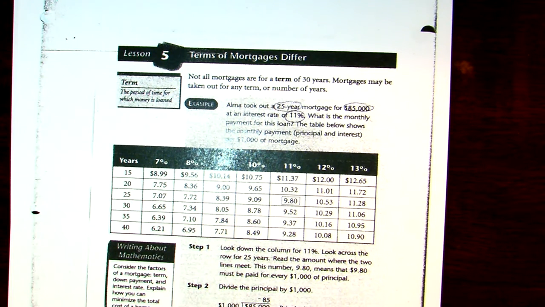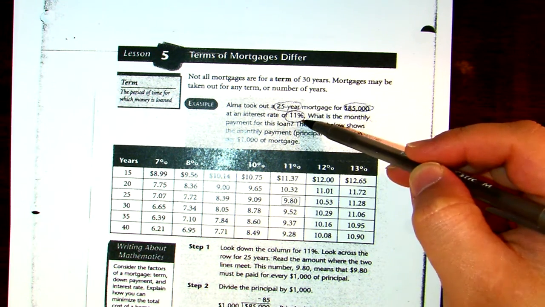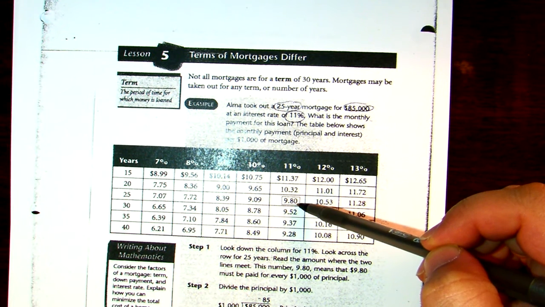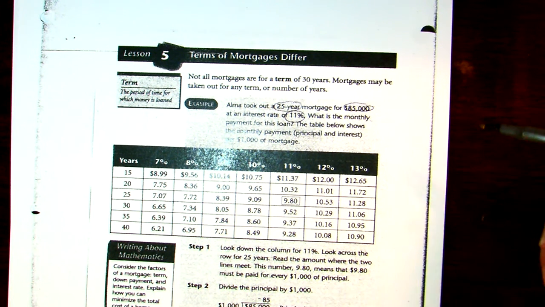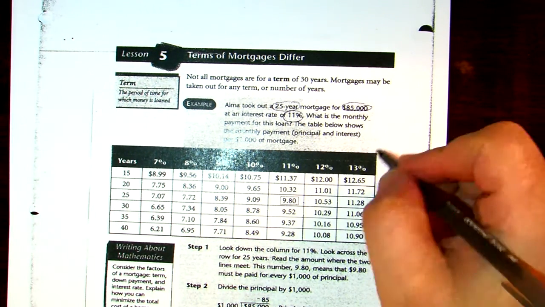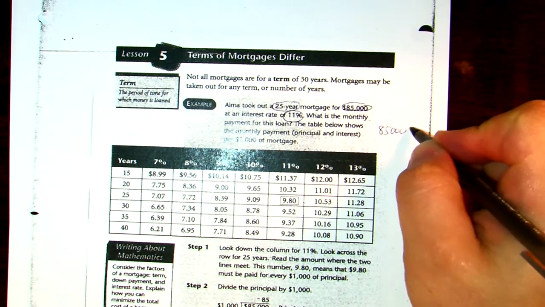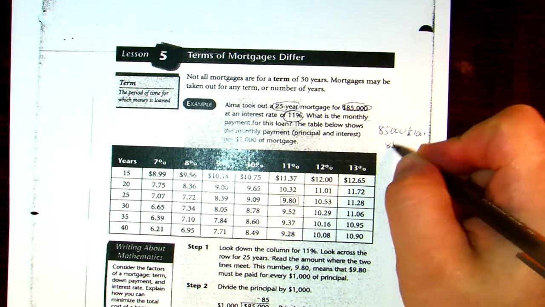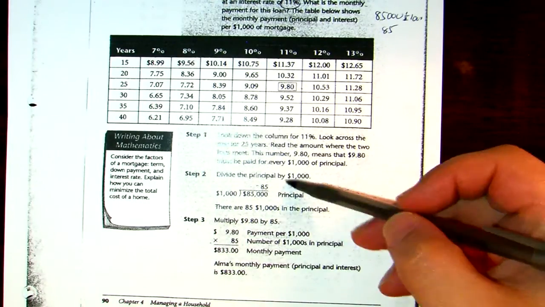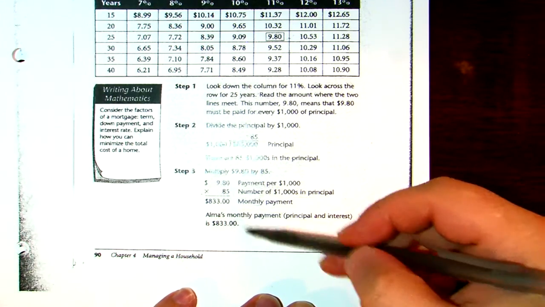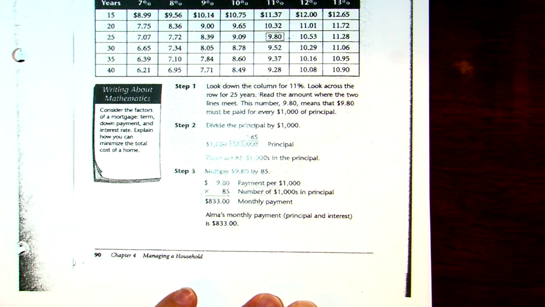Knowing that, since it's going to be 25 years at 11%, here's my 25 years, go over to 11%, and you're at 9.80. Since it's 85,000, and this is in thousands, you've got to divide by 1,000. So 85,000 divided by 1,000 gives you 85, and it actually shows that in the example here. You're going to take that 85 and multiply it by 9.80 to find her monthly payment, which is $833.